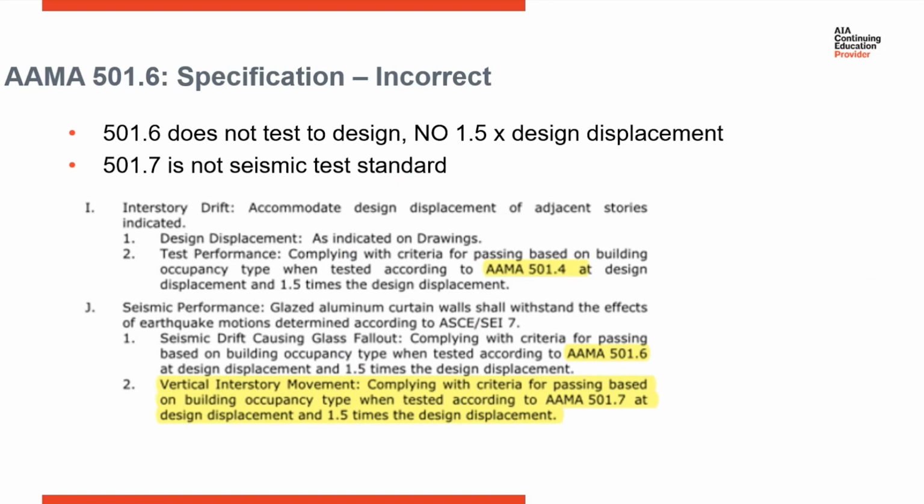One thing we see is AAMA 501.6 and 501.4 specifications done incorrectly. In this case, you can see that for AAMA 501.6, we're calling out a design displacement and also 1.5 times the design displacement, which is incorrect, as there is no design displacement and no 1.5 times design displacement during the 501.6 test. You're simply going to record what the glass cracking and glass fallout is. And in this case, AAMA 501.7 is not a seismic testing standard, so it shouldn't be in your seismic performance section. It should be either standalone or in a different performance section.